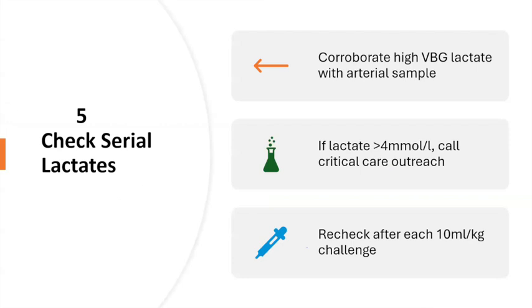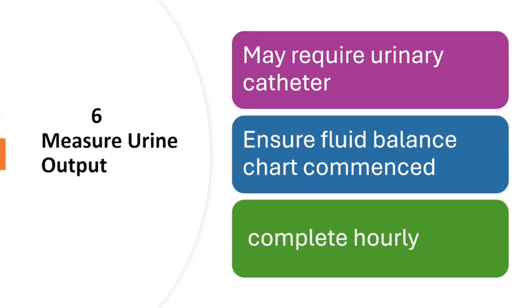And then the serial lactate. Correlate with the VBG, if this is a high lactate. This is arterial ABG. You see whether it is confirmed, with lactate more than 4. Call critical care outreach and consider the need for early ICU care. And if the lactate is high, give a 10 ml per kg fluid challenge. And lastly, with sepsis it may require a urinary catheter, because you need to measure urine output and ensure a fluid balance chart and complete hourly urine output.